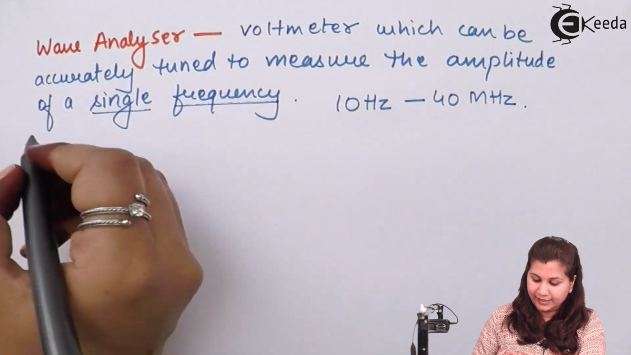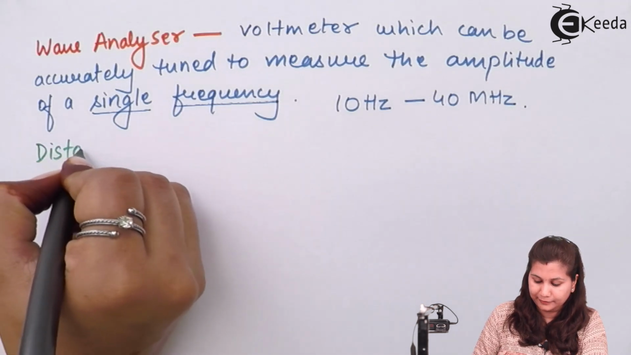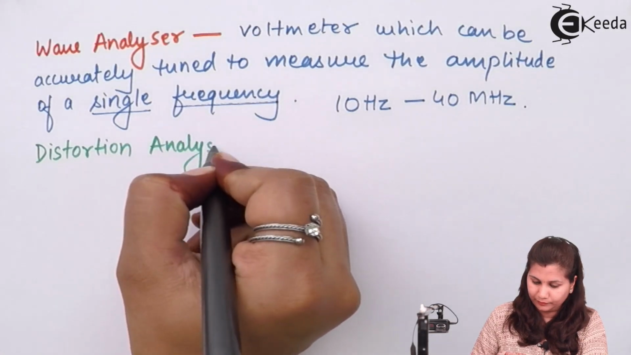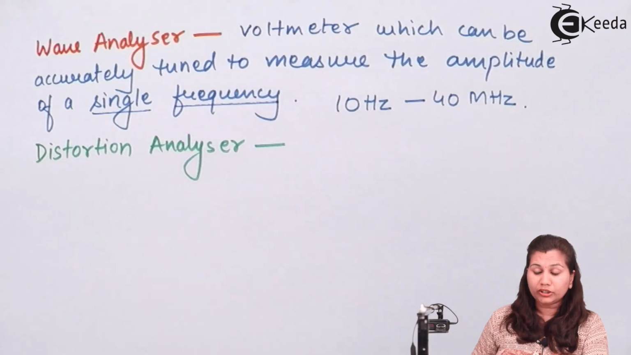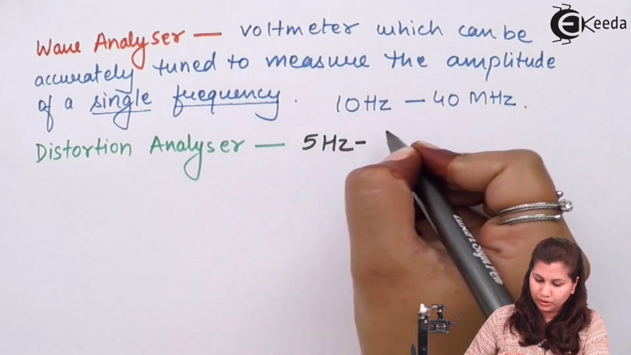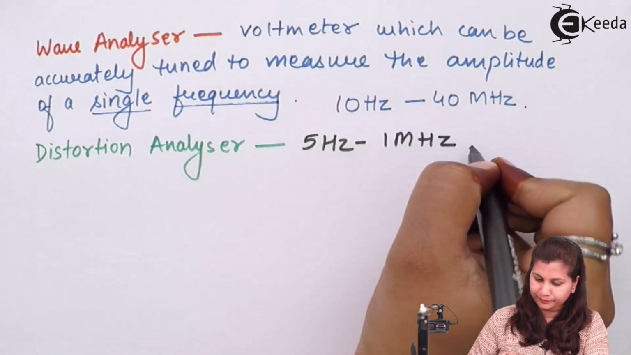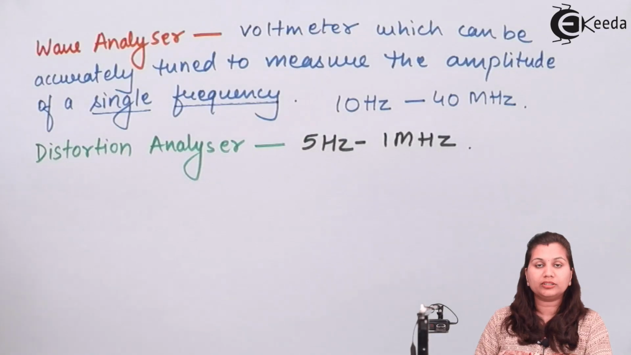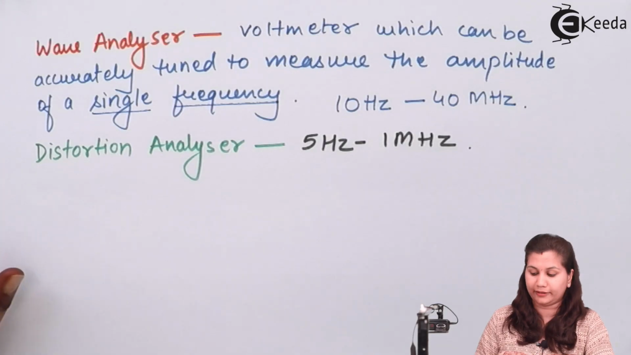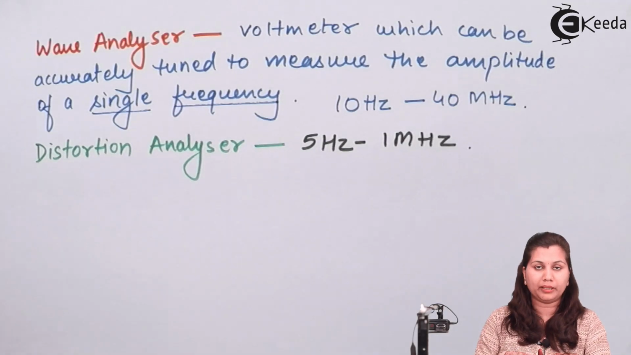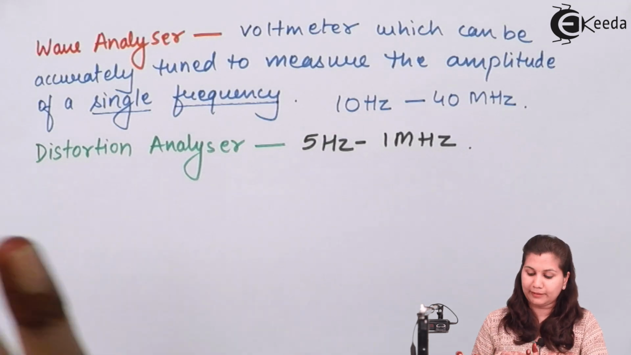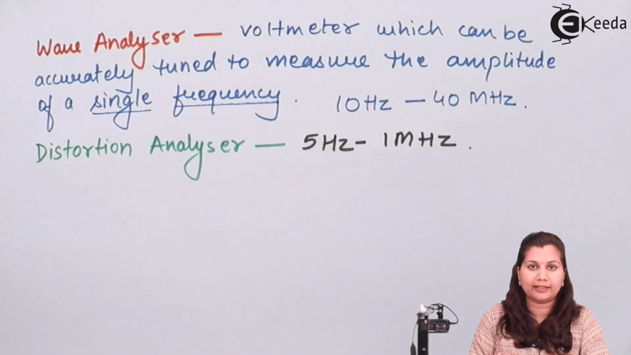Next type of signal analysis instrument is the distortion analyzer. The distortion analyzer operates over a frequency range of 5 Hz to 1 megahertz, and it is going to measure the energy present in the signal over a specified frequency band. We give a particular frequency band, and the energy present in the signal over that frequency band will be measured by the distortion analyzer.